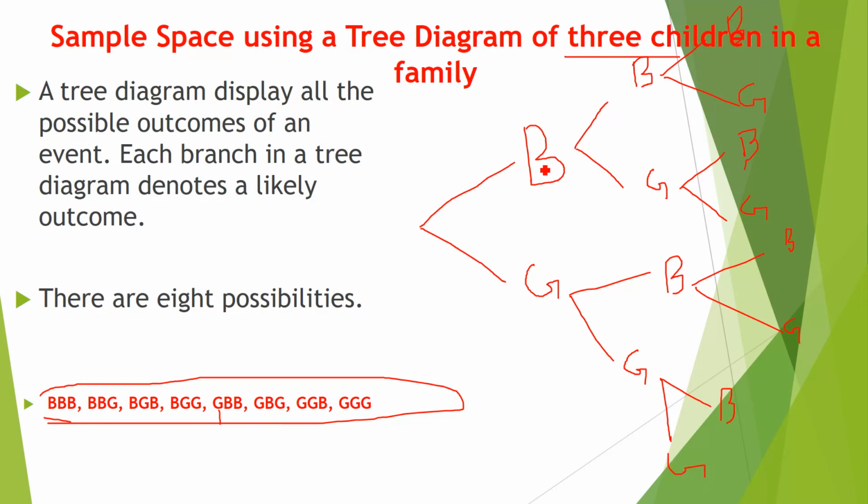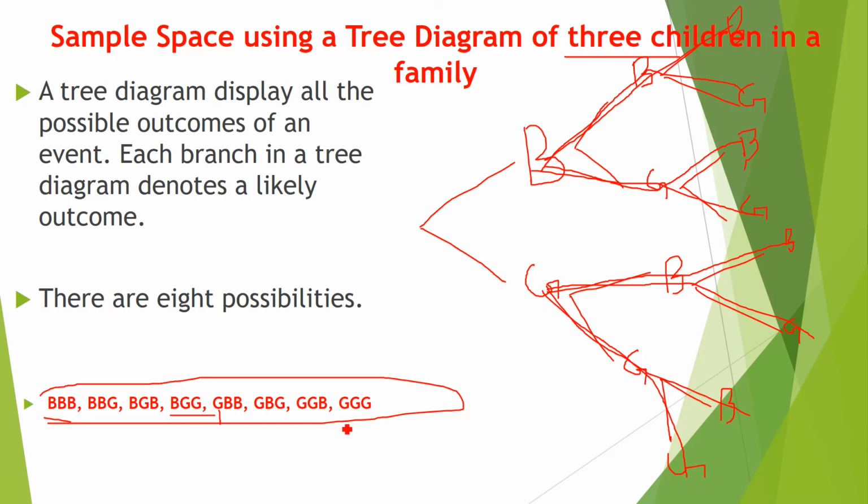So how can you read it? We will start from here. Boy, boy, boy is the first possibility, B, B, B. Second: start from this boy, go to this boy, then come to this girl, B, B, G. Now from here, B, G, B is the third, then B, G, G. Similarly, come here, G, B, B. Then from here, G, B, G, and G, G, B. And then G, G, G.